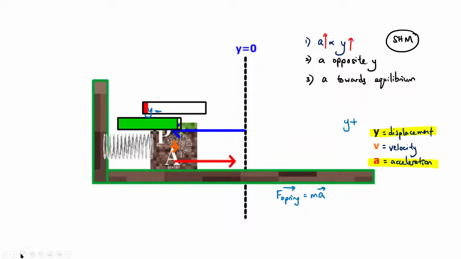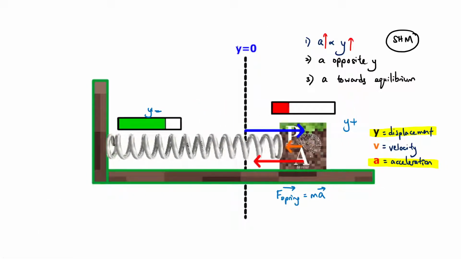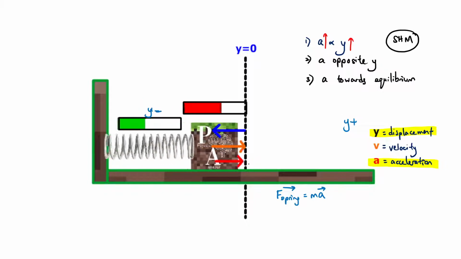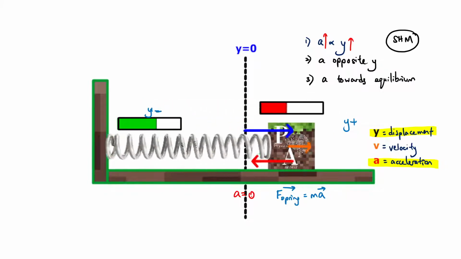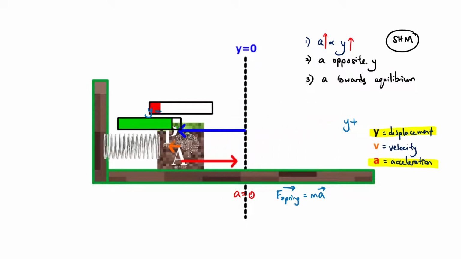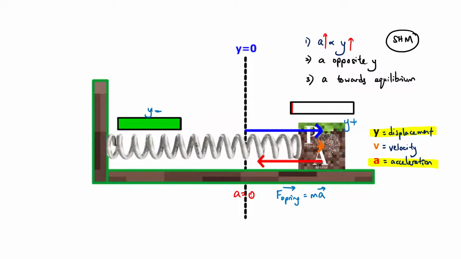What is acceleration? When displacement is zero, acceleration is also zero. Correct or not? Correct. Okay, very good.